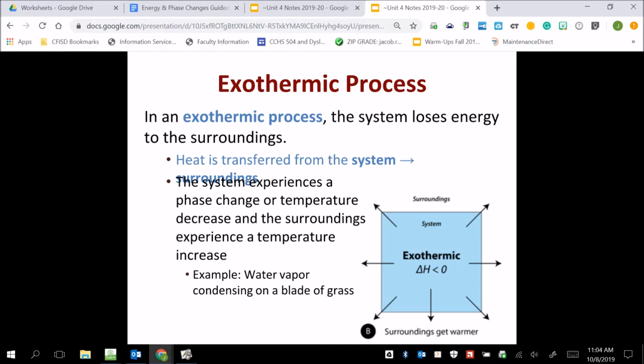So water vapor condensing on a blade of grass. Okay, the system is losing energy, the water vapor, right? It's in gas form. It's losing energy and condensing back into the liquid phase. So it is losing energy. And then the blade of grass is actually then gaining that energy, or the air, as that happens. Okay.